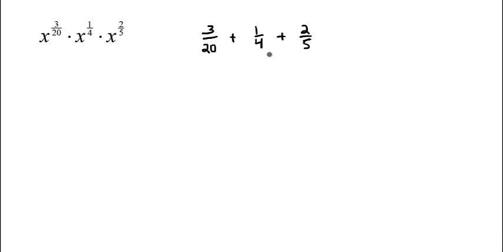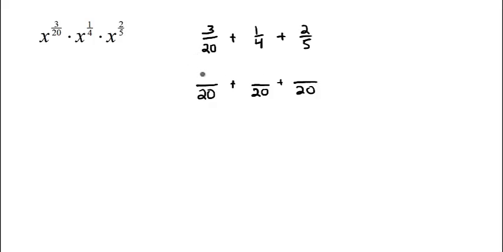So you're saying, well, how do we find that? Well, what would be the smallest common multiple between 20, 4 and 5? So basically, what number do all 3 of these divide into evenly? And that's going to be 20. So if we write down the denominators down here, they're all going to be 20.